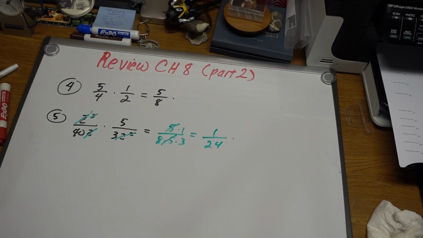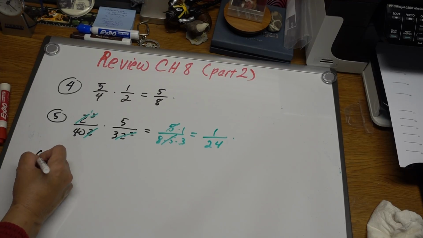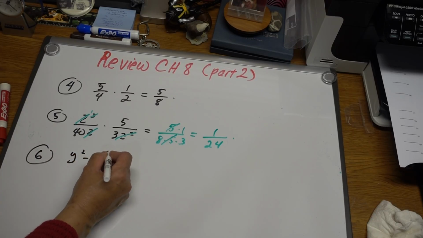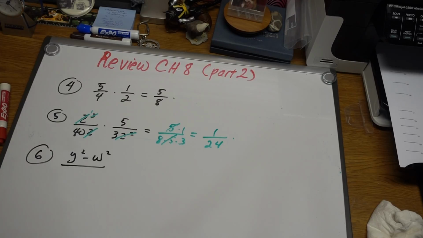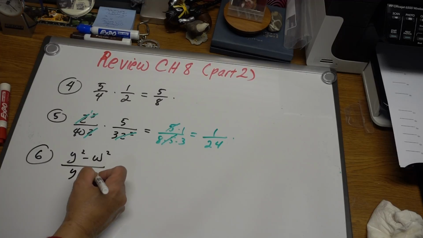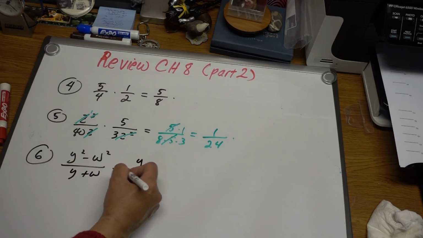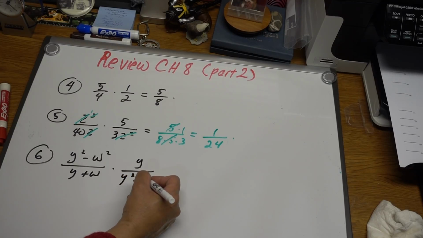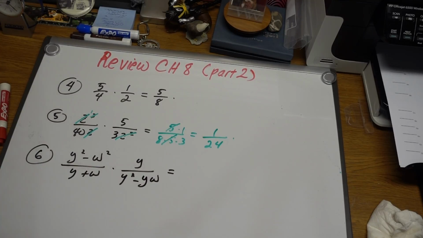For number 6, we have a problem that is a little bit more work. Y squared minus W squared over Y plus W times Y over Y squared minus YW. Okay, so before we multiply, if we're following the same process, you're going to factor every single numerator and denominator.